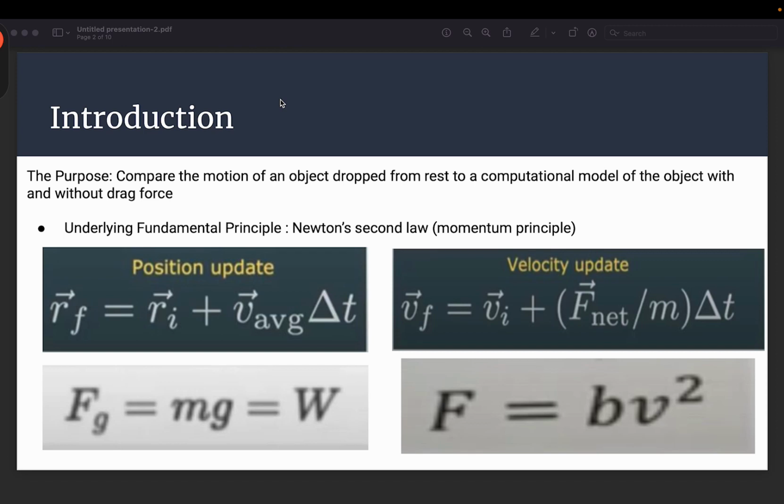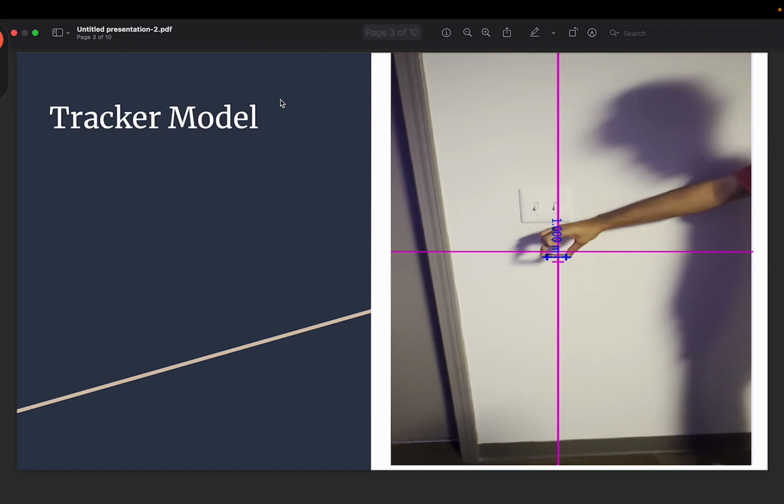Unfortunately, we can't square a vector, so we'll need to use it as a scalar, speed. Here I've included an image of my Tracker model with me dropping the battery down. I've included this image so you can clearly see my system and surroundings, the system being the battery and the surroundings being everything outside of the battery.